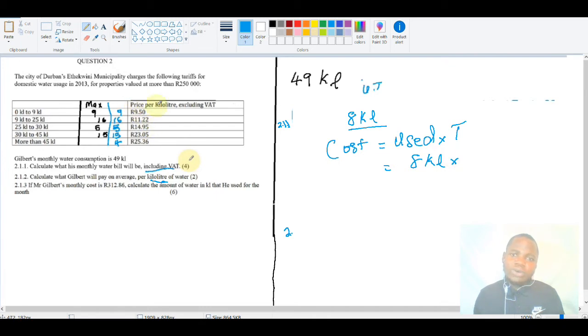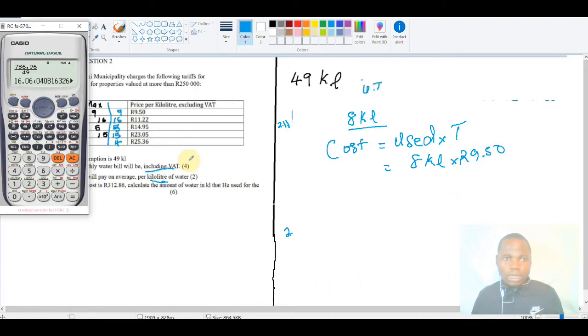This will be charged according to the first tariff, because 8 kiloliter is falling within the maximum of the first kiloliter band. 8 is less than 9, so all of it will be charged according to the first tariff, which is 9 rand 50 cents. So we use our calculator there and calculate the cost of using 8. So you have 8 times 9.5.